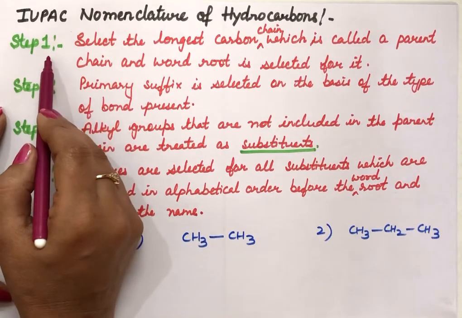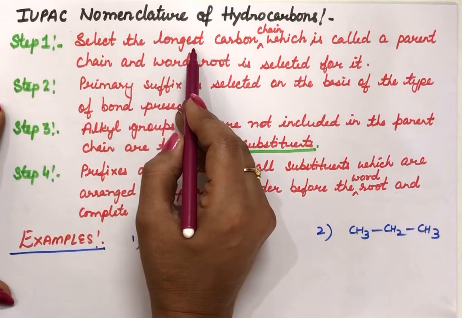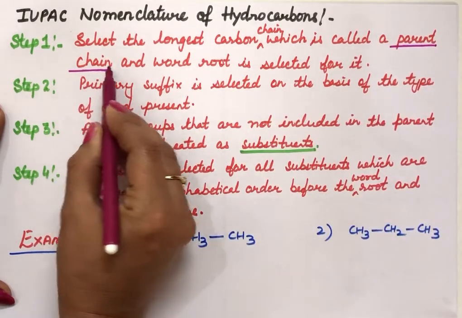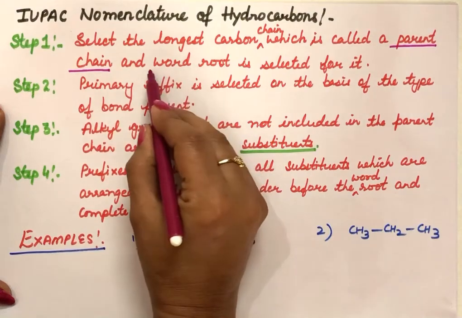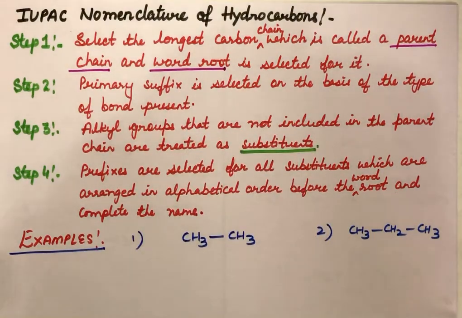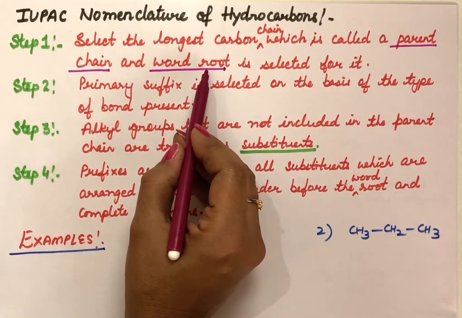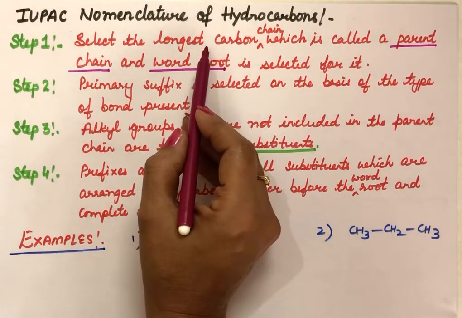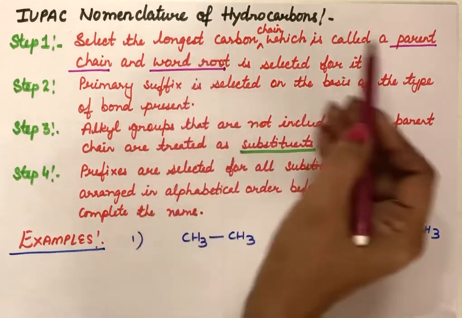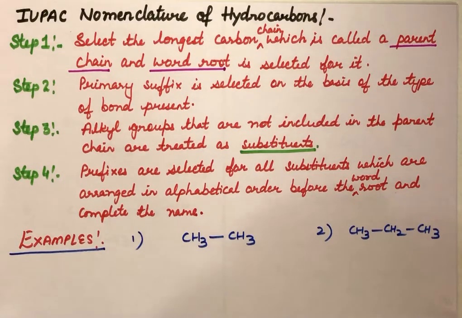The first step here is we have to choose the longest carbon chain, and we call that chain a parent chain. For that parent chain we will use a word root, because we know in a name there are three parts: word root, prefix and suffix. The word root is from the carbon atoms, and we have to take the longest continuous carbon chain, which is known as the parent chain. All these rules will be clear to you when I take the examples.